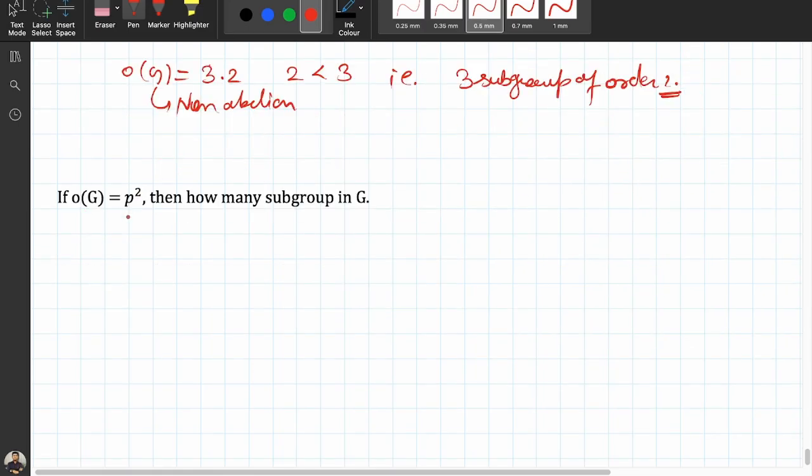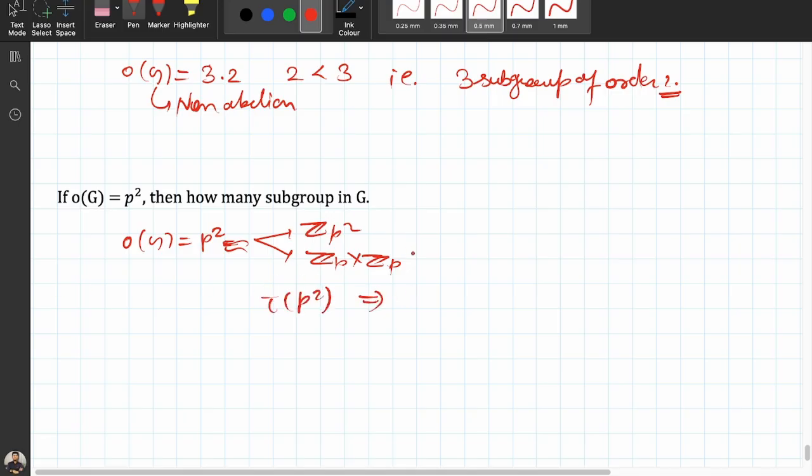Next, the order of the group is P square. Then how many subgroups are there? That's very important. If the order of the group is P square, then simply what can I do from here? G is ZP square or ZP cross ZP. Then for Z P square, the number of subgroups is 2 plus 1, which is 3. If G is equivalent to ZP cross ZP, then it has subgroups of order 1, P and P square.